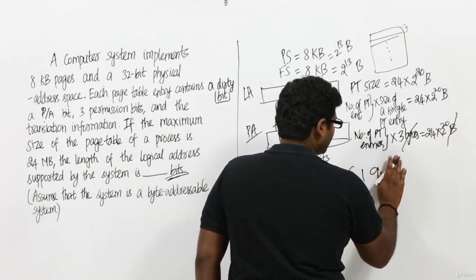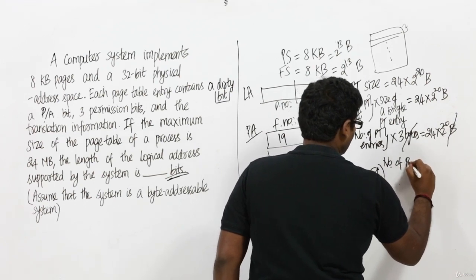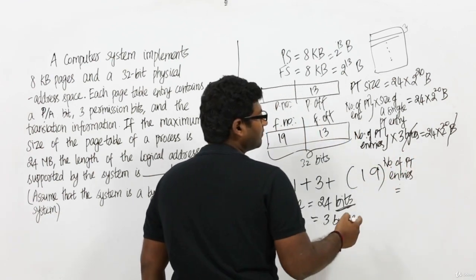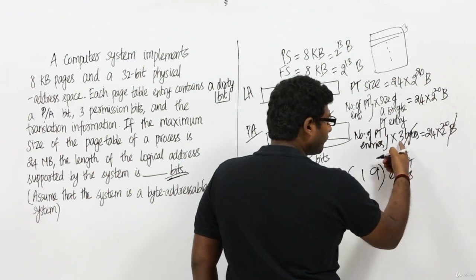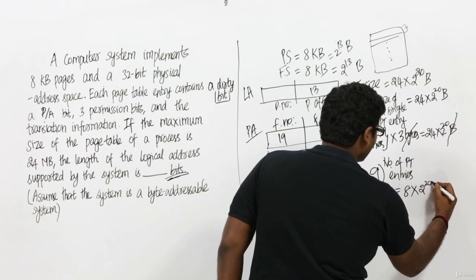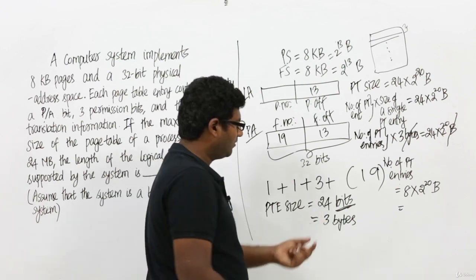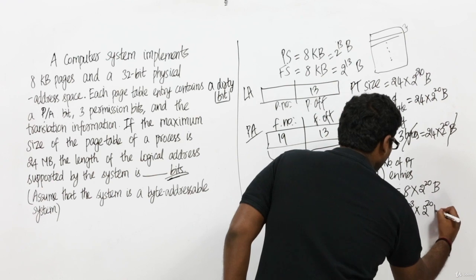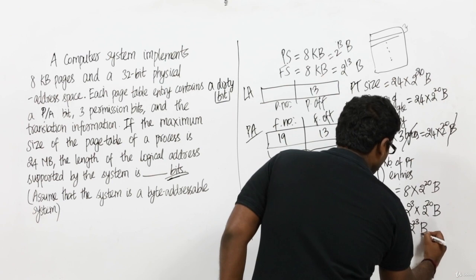Now the number of page table entries is nothing but 24 divided by 3, which is 8, right? I can bring this 3 down. So 24 divided by 3 is 8. So it is nothing but 8 into 2 power 20. This 8 I can write as 2 power 3, right? So it is nothing but 2 power 3 into 2 power 20. This I can write as 2 power 23.